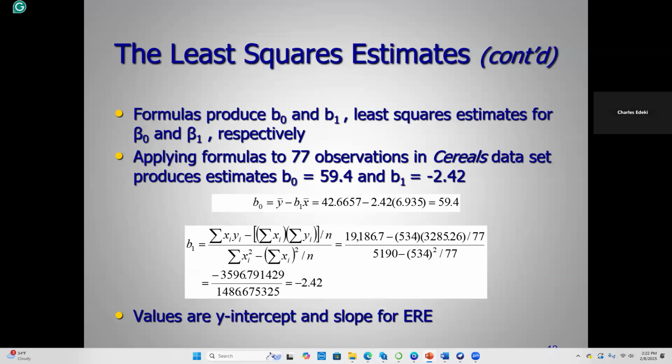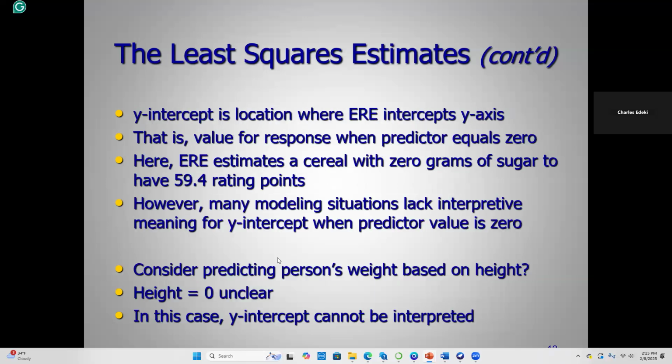So here we say the formulas produce B0 and B1, the least squares estimates for B0 and B1 respectively. The y-intercept is the location where the line intercepts y. So when x equals 0, what's the value of y? Here we also say we estimate a cereal with 0 grams of water to have a rating of 59.4 points.